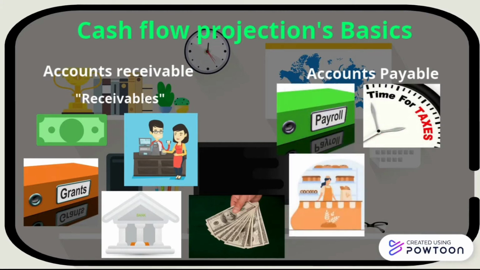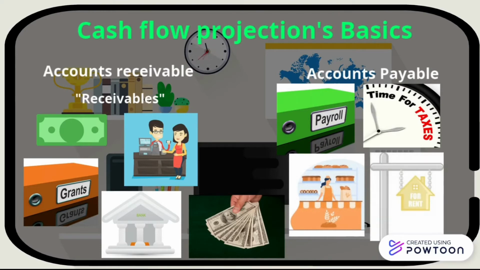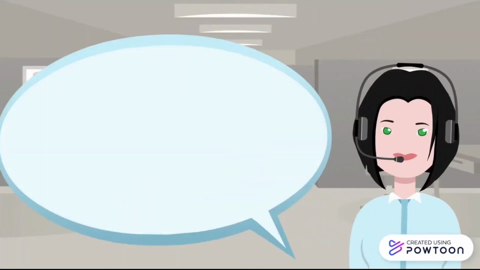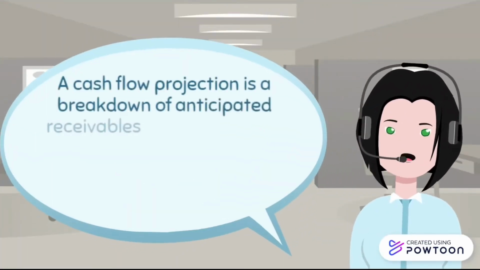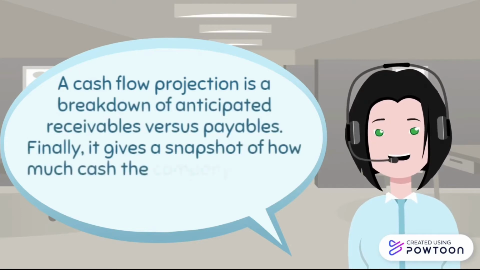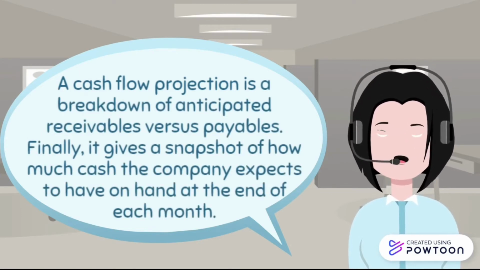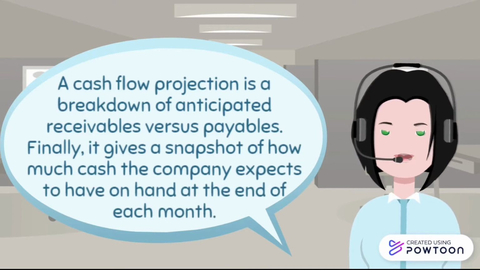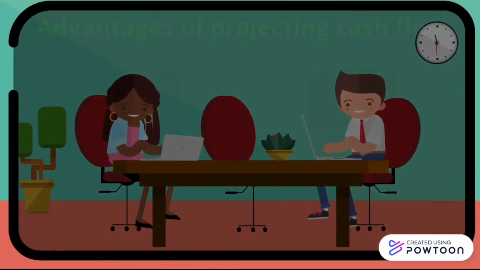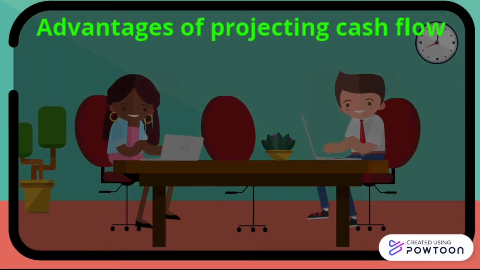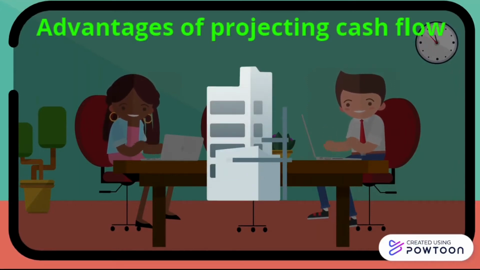Payroll, taxes, payments to suppliers and vendors, rent, overhead, inventory, and the owner's compensation are all included. A cash flow projection is a breakdown of anticipated receivables versus payables. Finally, it gives a snapshot of how much cash the company expects to have on hand at the end of each month. Estimating expected cash flow projections can aid in the growth of your business.